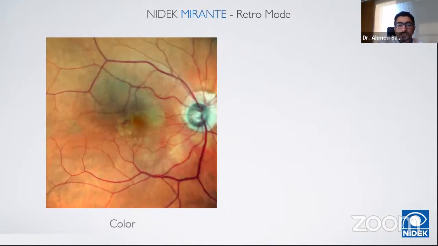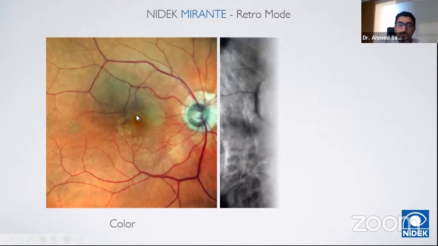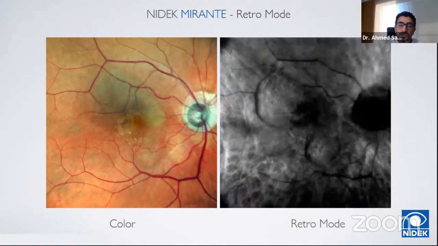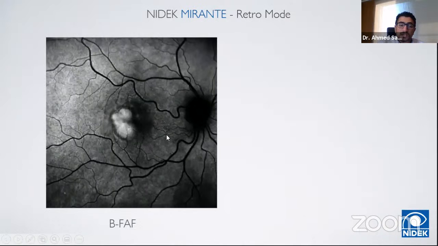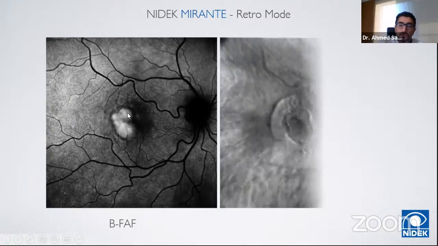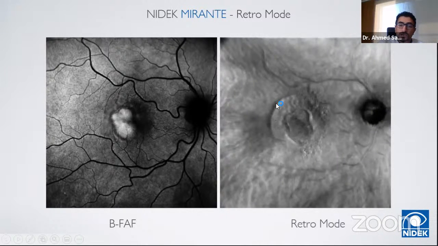So if you take a look at this image, it is a colored image, and we can see some kind of an abnormality in here. However, when you take a look at the retro image, it is clear that there is some kind of an edema that is apparent on the front surface of the retina. Another example, this is a blue autofluorescent image, and here you can see a hyper autofluorescent area, where I can see there are sick cells in the RPE. However, when I take the retro image, I can see a clearer picture of the morphological changes on the front surface of the retina using the retro mode.